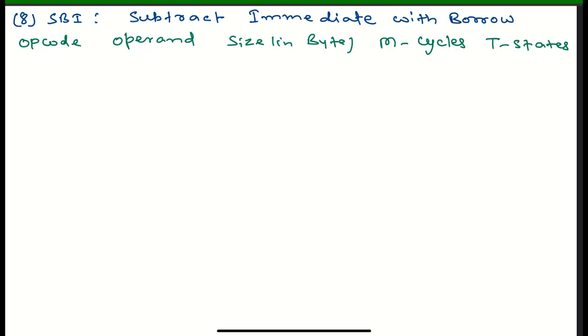So in this video, I'm going to explain the next subtraction instruction, which is called SBI. Subtract 8 bit of immediate data with borrow from the accumulator, and after performing this subtraction operation, store the result into the accumulator itself. So that is the reason it is given here. The meaning of SBI is subtract immediate with borrow.